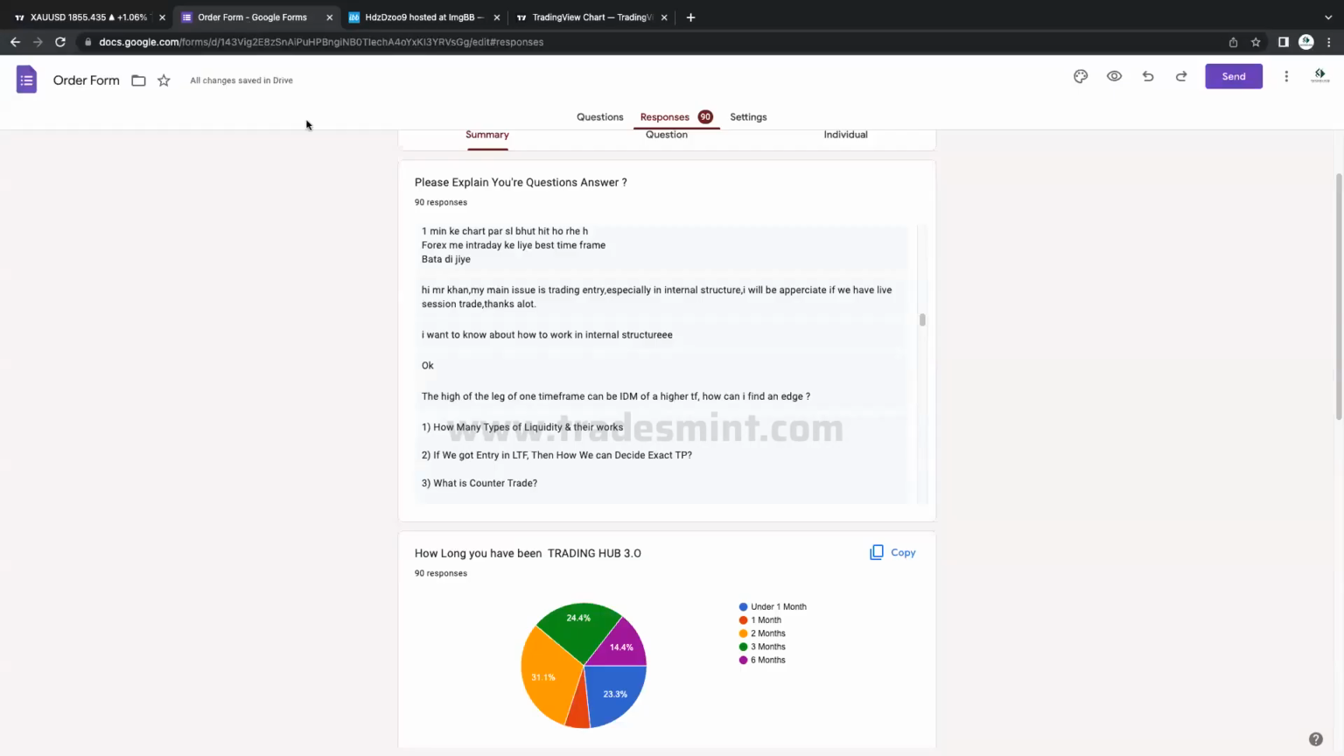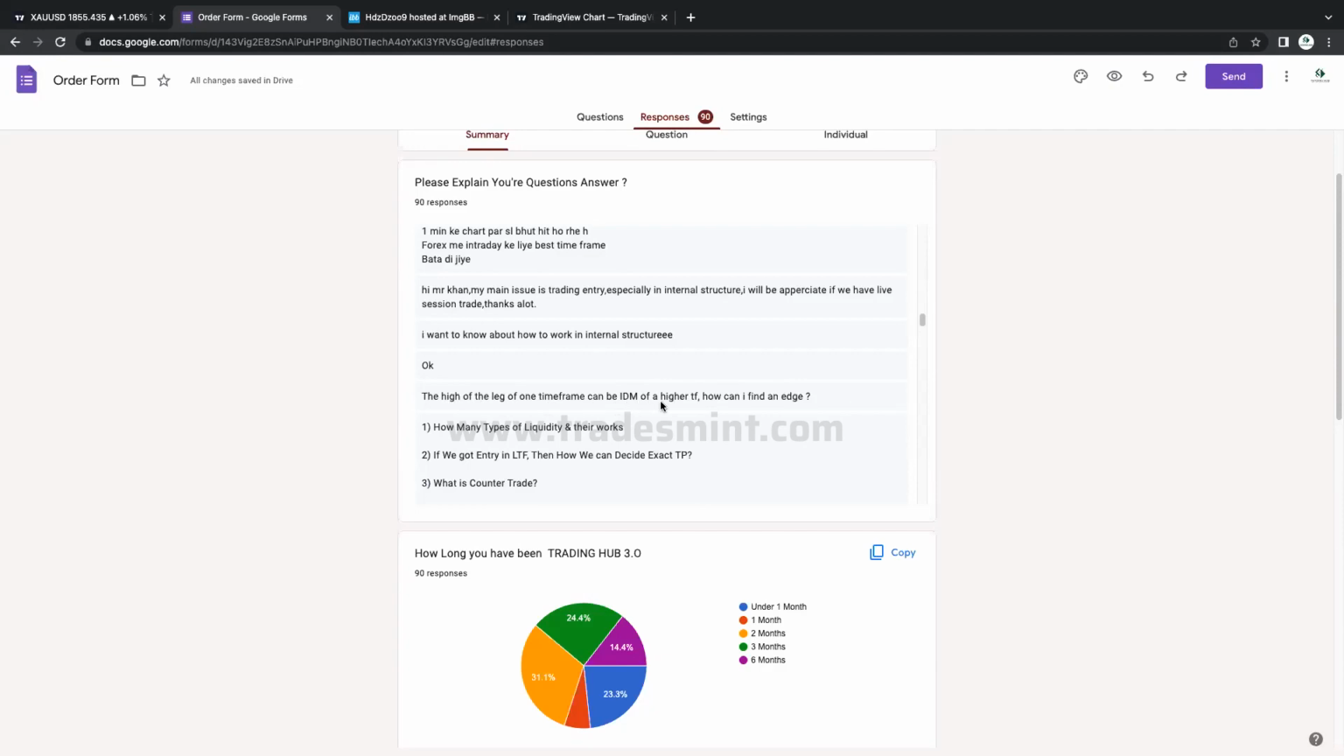I want to know what our internal structure is. I mentioned here. Okay, the high of the leg of one time frame can be the IDM, as a higher time frame can be found.